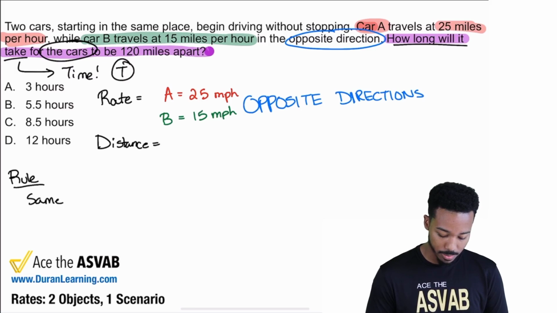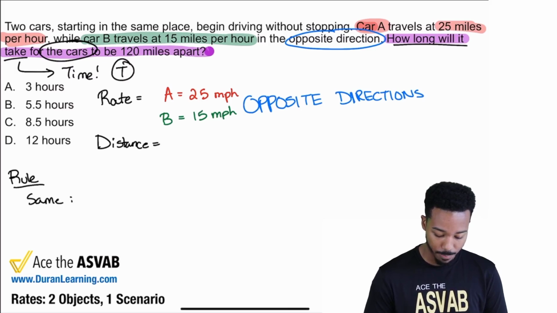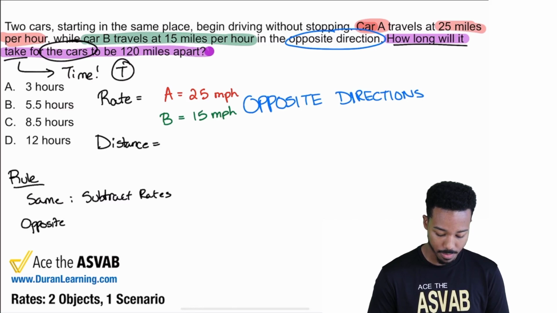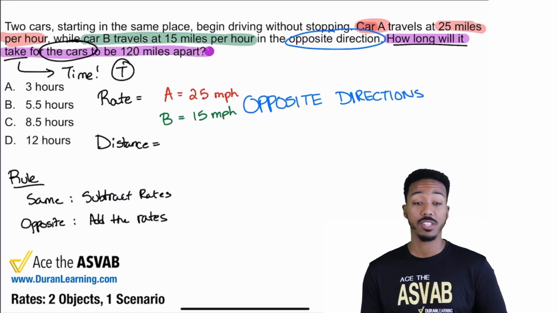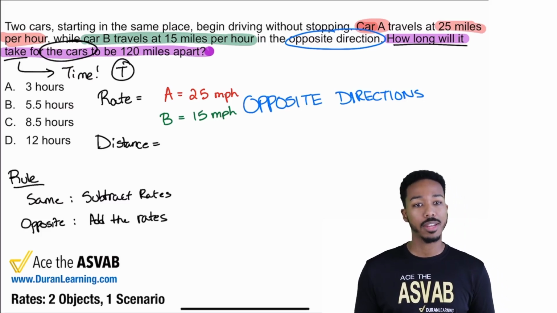The rule is: same direction, we will subtract the rates. If it's opposite directions, you add the rates. Okay, write that down if you've never seen that before. But here's why. Think about it like this.